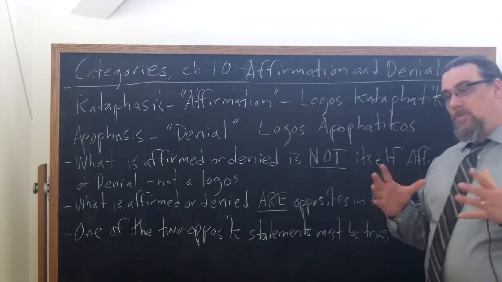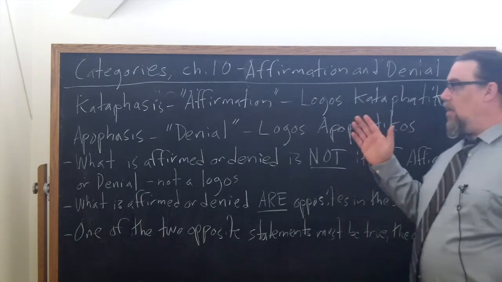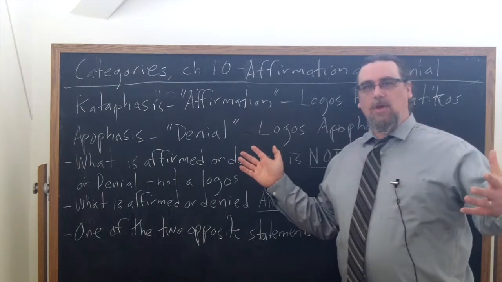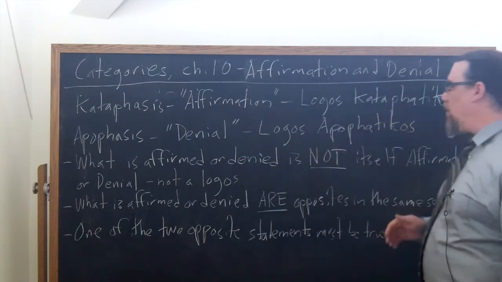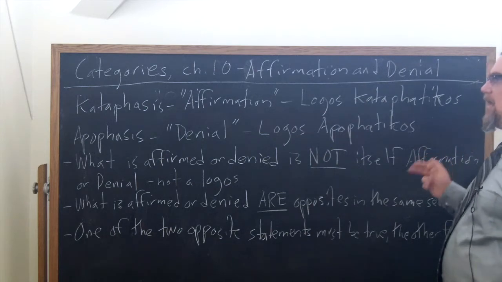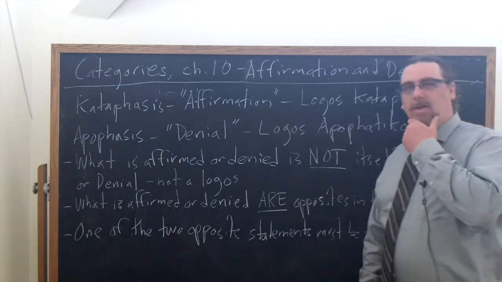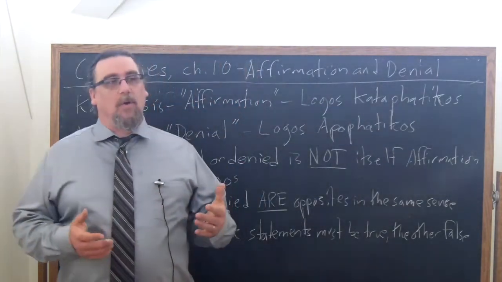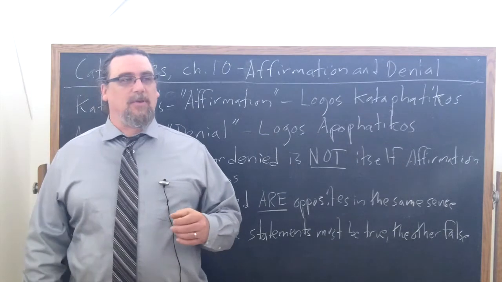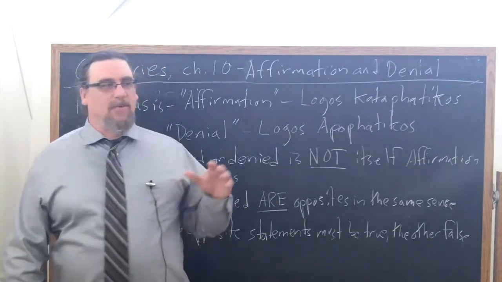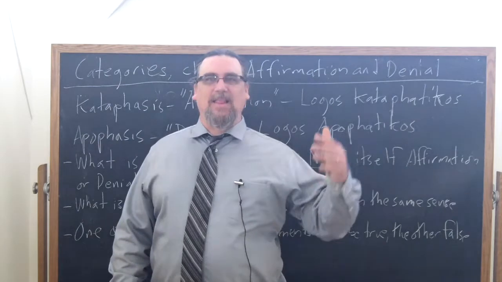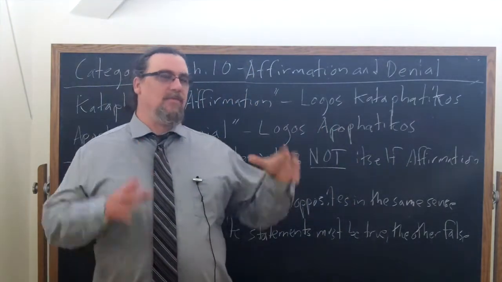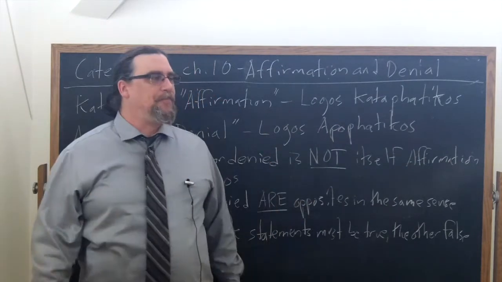Now, he also points out that what is affirmed or denied, what the language is about, right? What is affirmed or denied is not itself affirmation or denial. It's not, as he says, a logos. There could, of course, be counterexamples to this that he doesn't consider. For example, when we're using language metalinguistically and we are talking about the language itself. But even then, there's a difference going on.